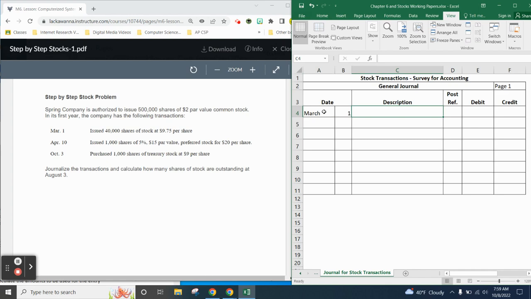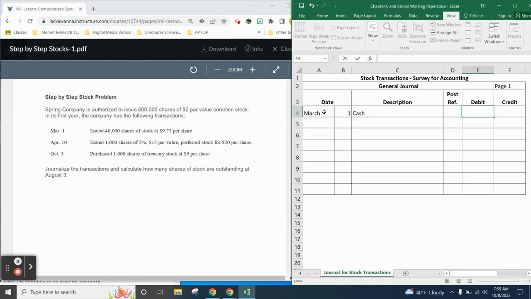We issued 40,000 shares of stock at $9.75 per share. So whenever we issue stock, we are going to be receiving cash. We give the investor the stock, the stock certificates, and they pay us cash. So since we're receiving cash, we're going to debit it. We're going to debit cash for the amount that's listed in the transaction, which is the 40,000 shares times the $9.75.